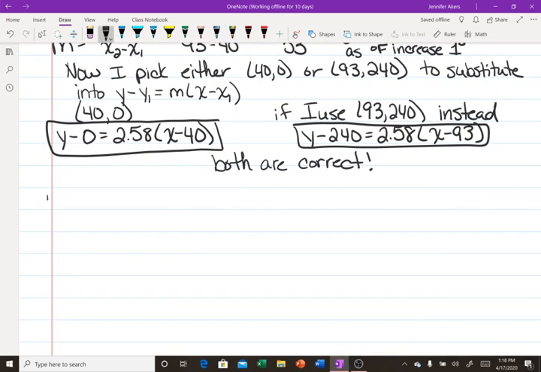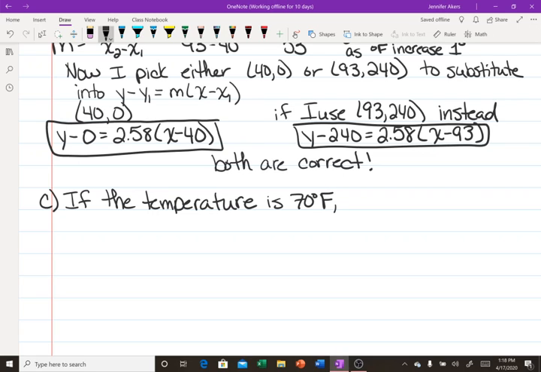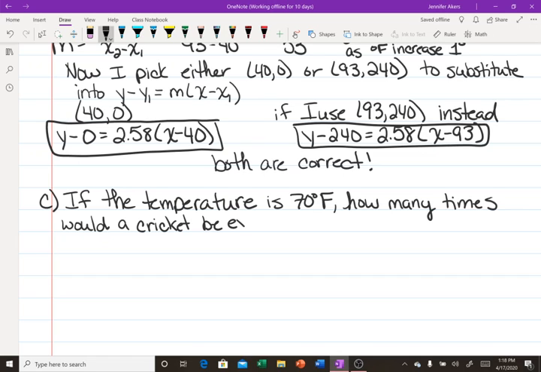Let's do part C. If the temperature is 70 degrees Fahrenheit, how many times would a cricket be expected to chirp in 1 minute?